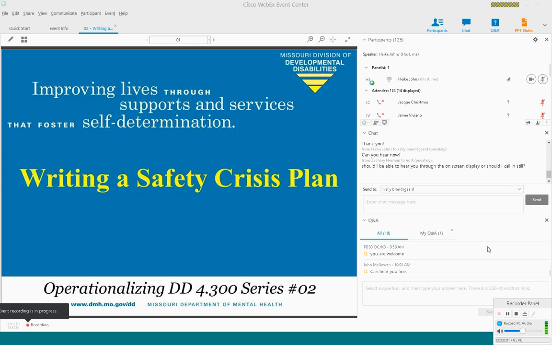Is to talk about safety crisis plans. I'm looking at the number of attendees here. It seems like there's a lot of interest in learning more about them.